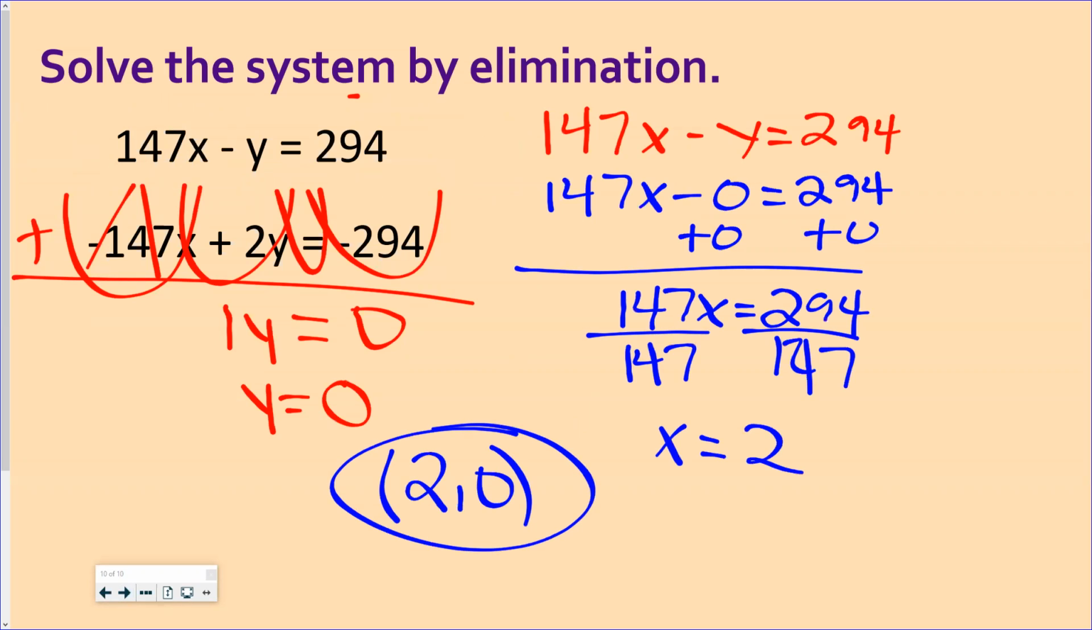Now, if you wanted to verify to make sure that you actually did this correctly, you could take this x value and this y value, and just like what we talked about last week, put both of those into both equations. If you get a true statement for the first equation and a true statement for the second equation, that means you did it correctly. But if you don't, that means you did not do something correctly. You need to go back and take a look at your work to make sure you did it right.